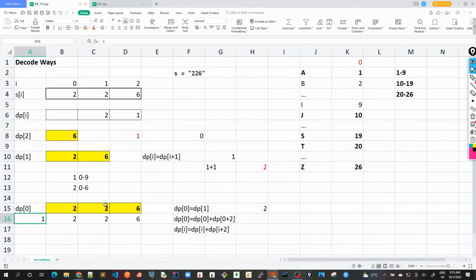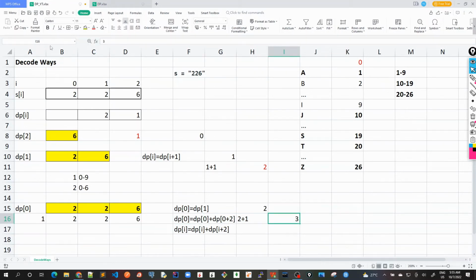Let me just go back to the same example, that 22 is a valid digits to be encoded, to be decoded. Sorry. So this will result me in 2 plus 1, right? Because dp of 2 we already calculated as 1. And dp of 0 was 2 before, so it would be 2 plus 1. So the final result would be 3.